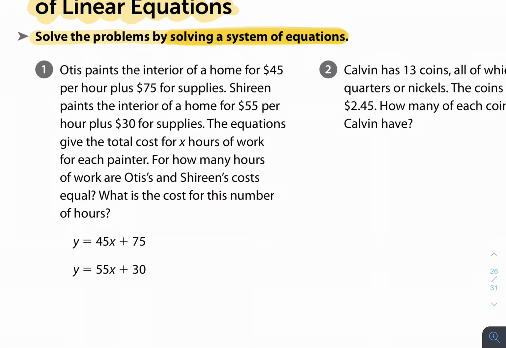So question number 1 reads, Otis paints the interior of a home for $45 per hour, plus $75 for supplies. Shireen paints the interior of a home for $55 per hour, plus $30 for supplies. The equations give the total cost for X hours of work for each painter. For how many hours of work are Otis's and Shireen's costs equal? What is the cost for this number of hours?